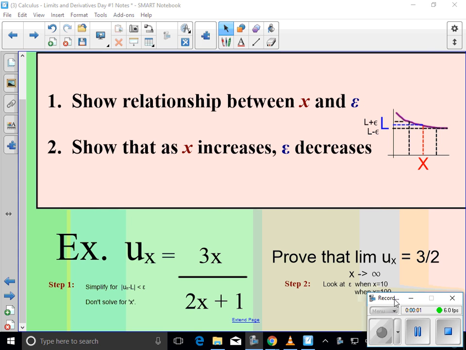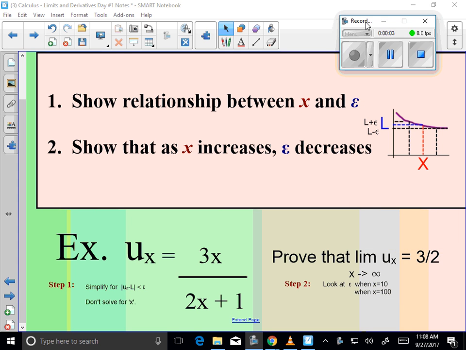There are two steps that we want to identify here and confirm. We want to show a relationship between x and epsilon, and then we want to show that as x increases, epsilon decreases. So basically it squeezes those y values into a very small range, and as x increases to infinity, that's almost going to become 0. So it's a way of determining where that function will end up.